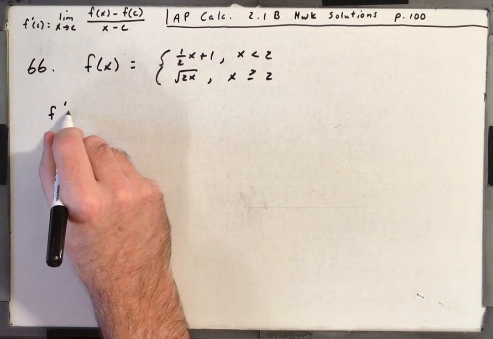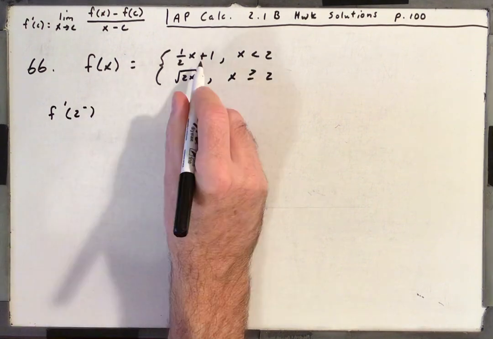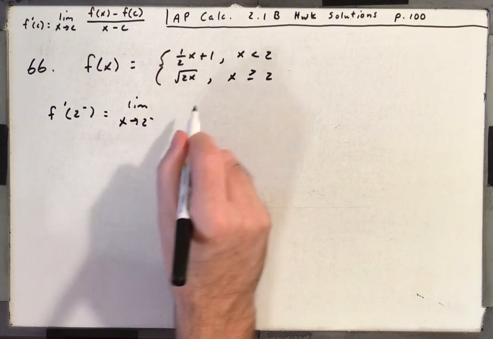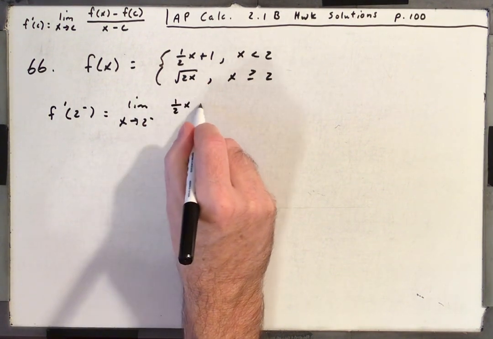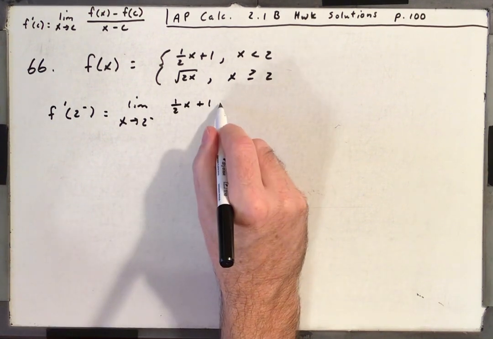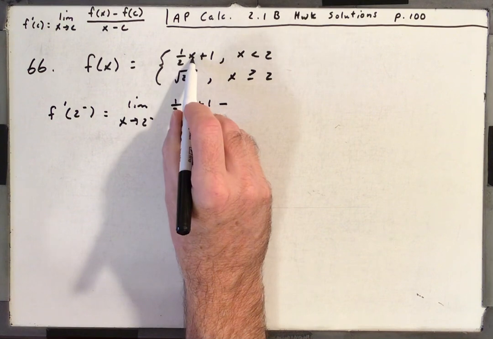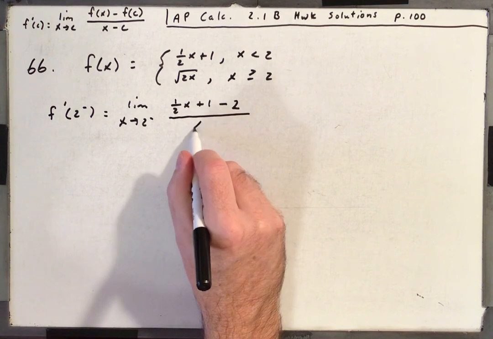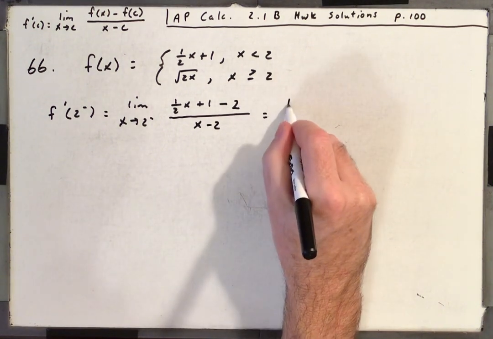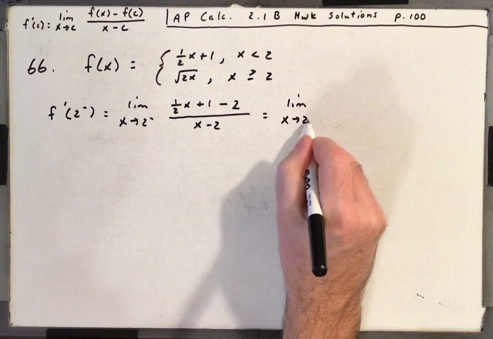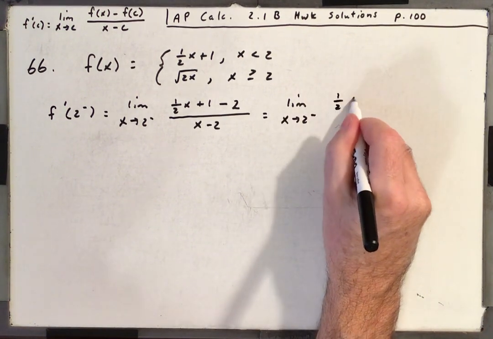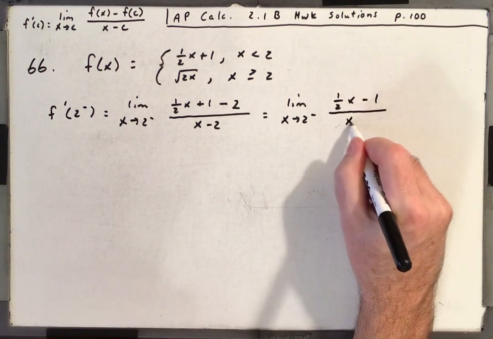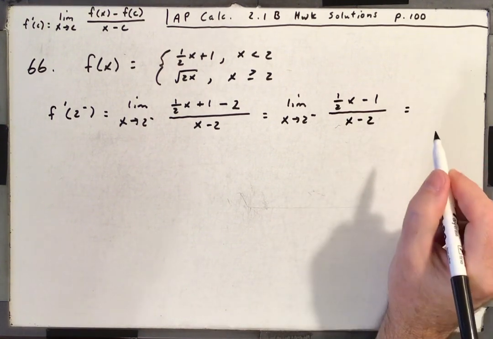F prime of 2 from the left, we're going to use the top equation, is equal to the limit as x approaches 2 from the left of f of x, 1/2 x plus 1, minus f of c. Plug a 2 in, that's 1 plus 1, so minus 2, over x minus 2. So that equals the limit as x approaches 2 from the left of 1/2 x minus 1 over x minus 2. And so you might be thinking, I don't know what I could do with that.